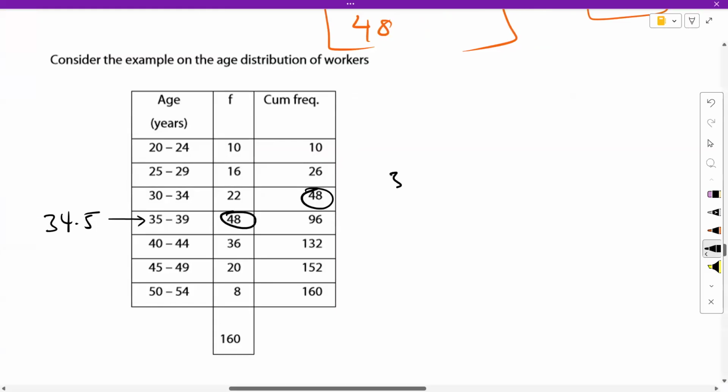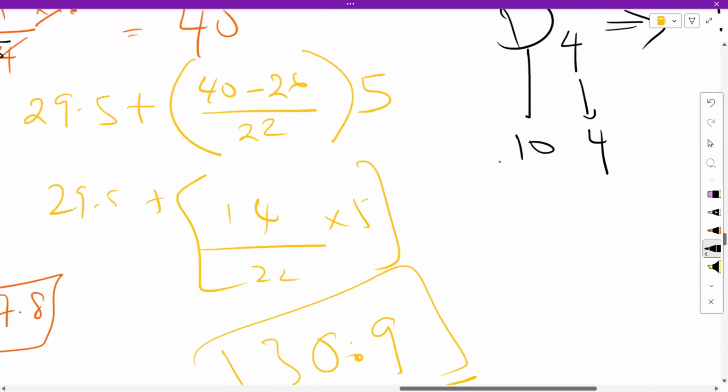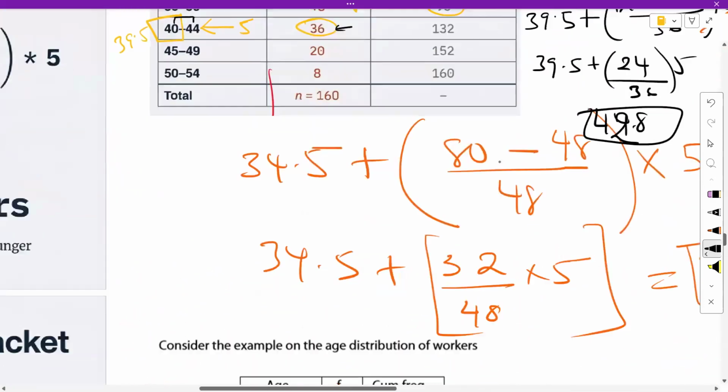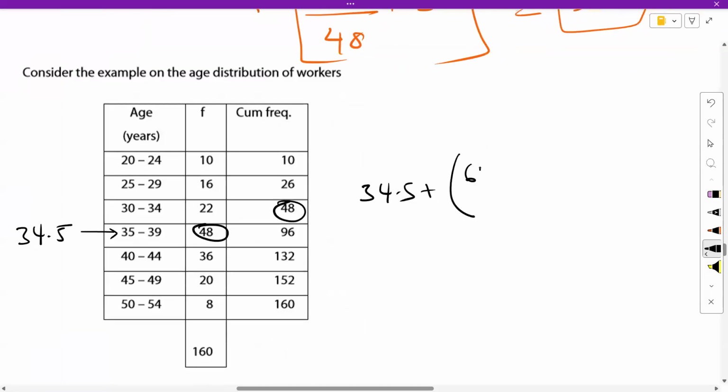Lower boundary 34.5 plus, and the position is 64, right? 64 minus the cumulative frequency, which is 48, and the frequency is 48, and the class width is 5. Then how much? 34.5 plus 2, sorry, 6, 16.